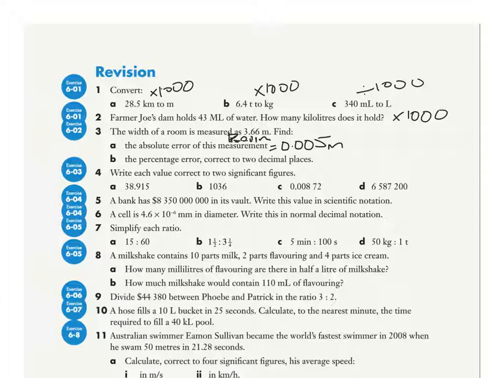Now the percentage error is the absolute error over the measurement times that by 100, because it's a percentage, and you get 0.14%. Now, you can also be asked about the limits of accuracy. So what is the minimum width? The minimum width is the absolute error below, which would be 3.655, and the maximum would be the absolute error above that, 3.665.